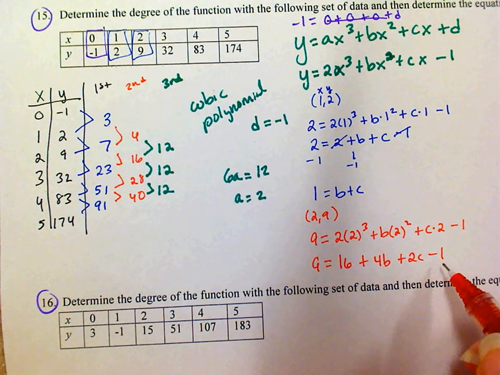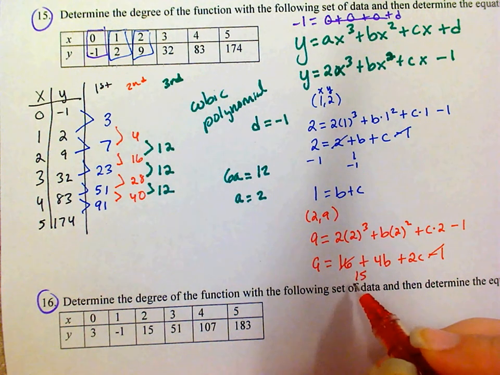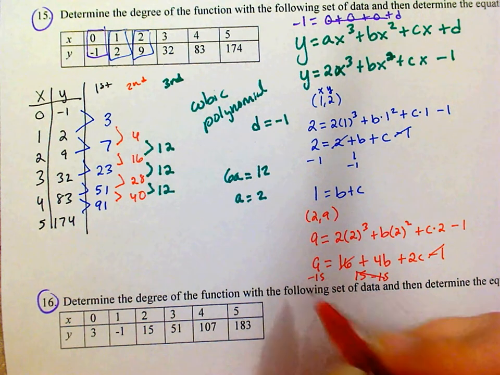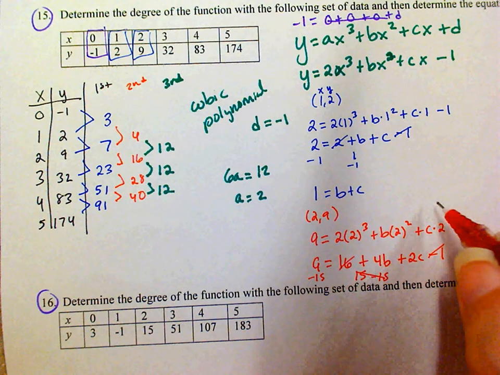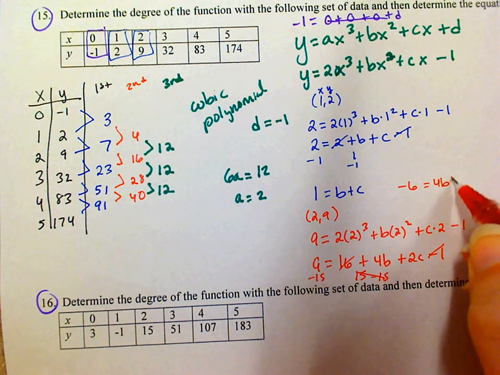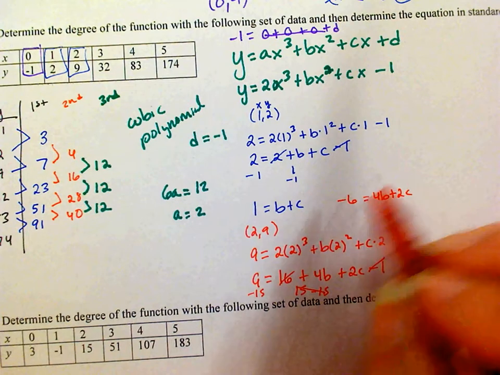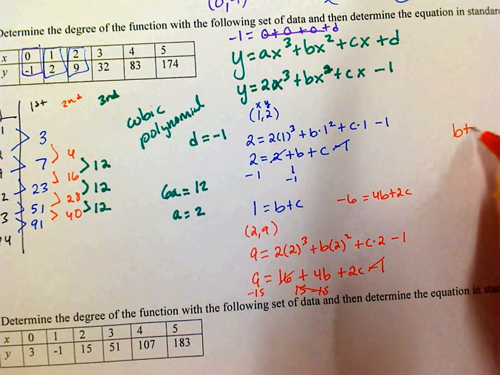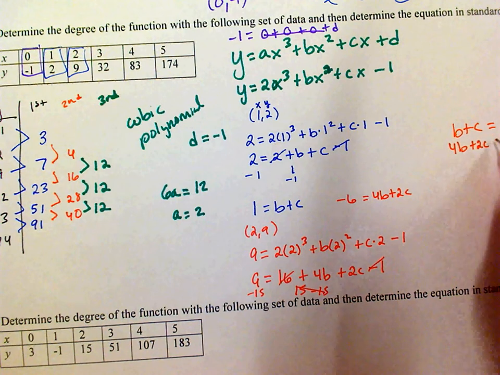so if I subtract 15 now from both sides, those go away. 9 minus 15 is negative 6. So then I've got negative 6 equals 4b plus 2c. Okay. These are the 2 equations that I'm going to use to solve. So I'm going to rewrite this: b plus c equals 1 first, and 4b plus 2c equals negative 6.